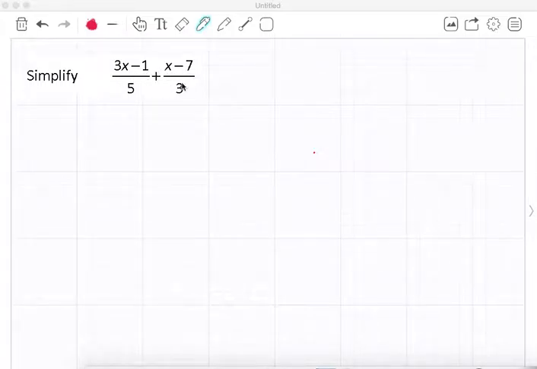We've got an algebraic fraction here, and we're asked to simplify it. There's no equals, so we can't solve it. We just got to simplify it. And usually when we see this simplify, we want these denominators, the numbers on the bottom, to be the same. So there's a trick to doing this.